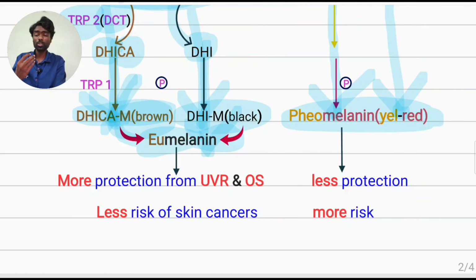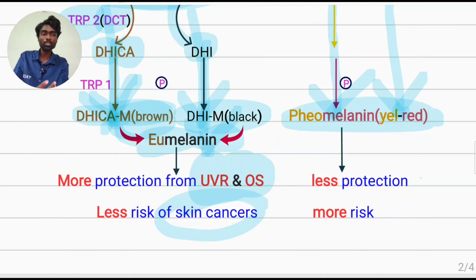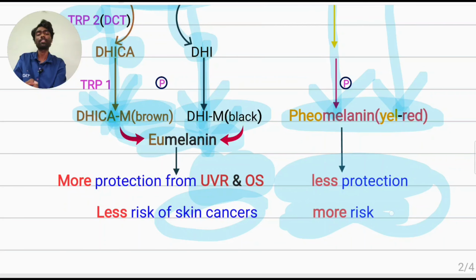Eumelanin gives more protection from UV radiation and oxidative stress. So there will be less chance of skin cancers, obviously, whereas pheomelanin gives less protection from UV rays and oxidative stress. Hence, there will be more risk of skin cancers when fair-skinned individuals get exposed to sun.